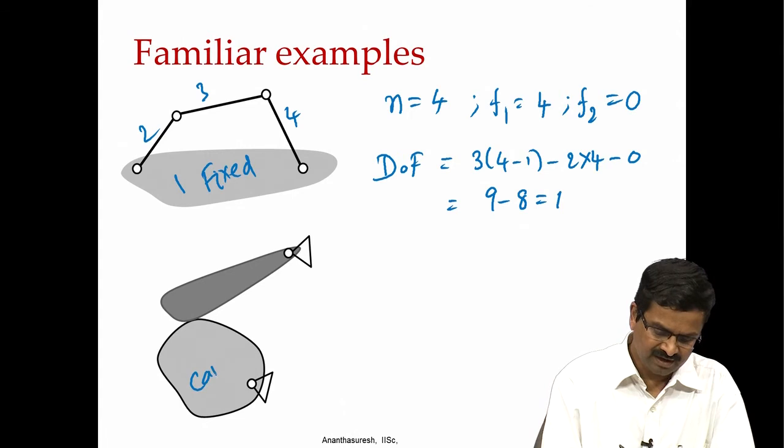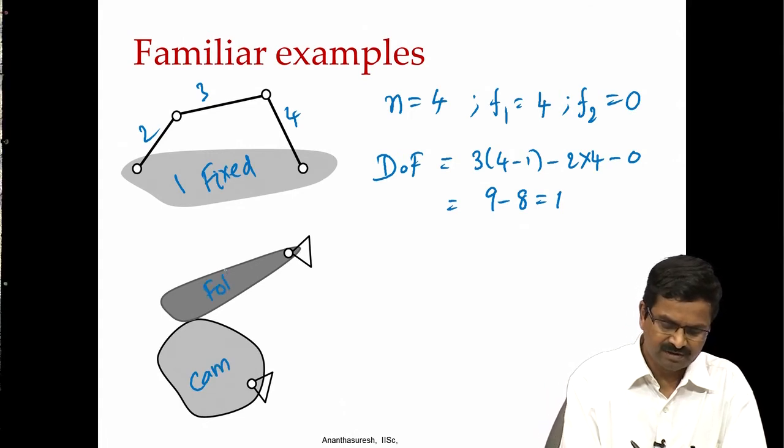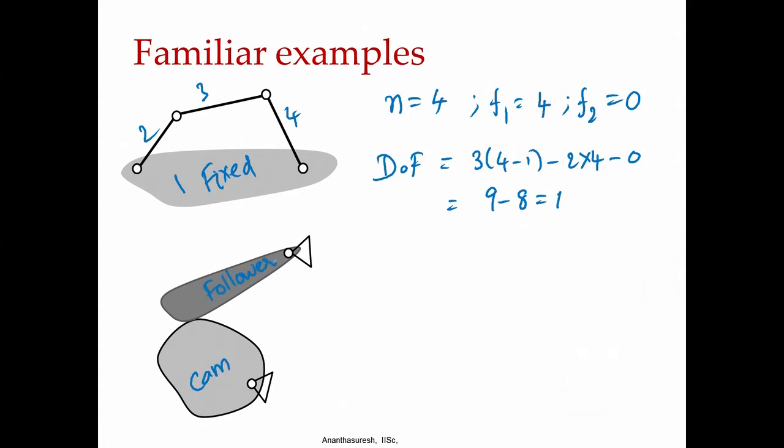Similarly, we have a cam follower mechanism here. If we count, n equals 3 here: the fixed body is 1, the cam is 2, and the follower is 3. So n equals 3. For F1, we have a pin joint there and a pin joint there, that is 2.